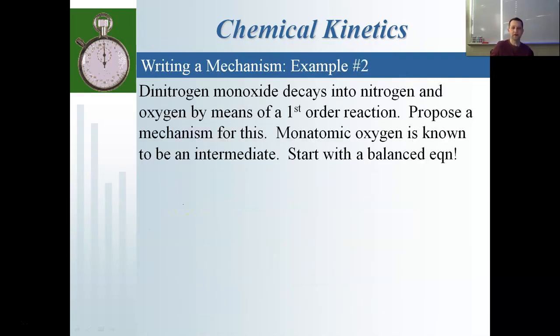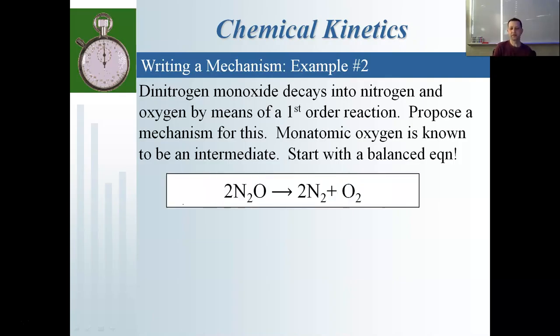All right. Here's another example for you. You have dinitrogen monoxide decays into nitrogen and oxygen by means of a first order reaction. Propose a mechanism for this. It gives us a little bit of a hint. It says monatomic oxygen is known to be an intermediate. Start with the balanced equation. So dinitrogen monoxide, which is N2O, decays into nitrogen and oxygen.